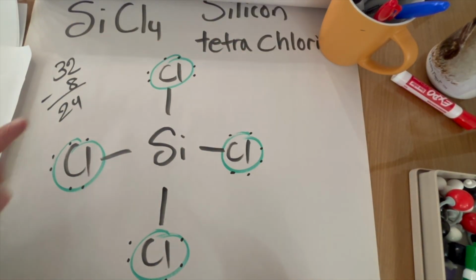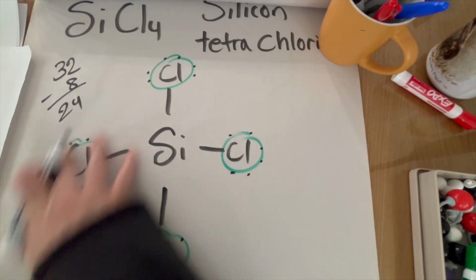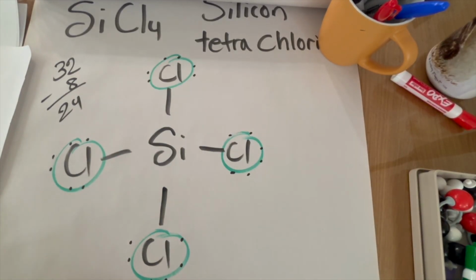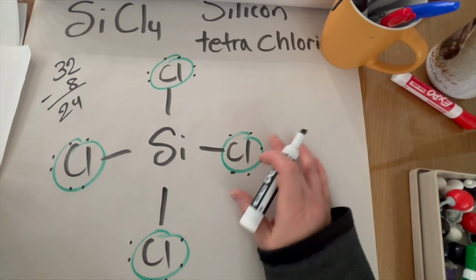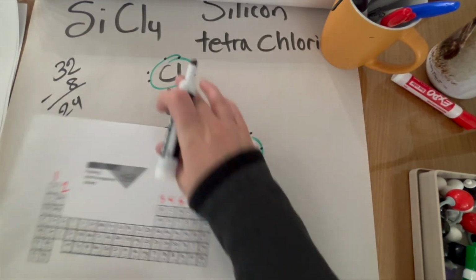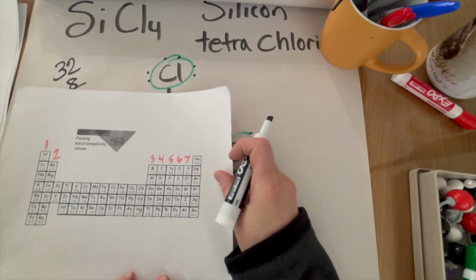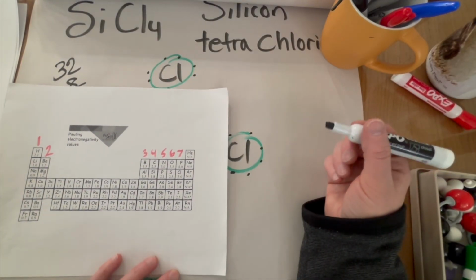And we've used up our 24 remaining electrons. So there's our happy silicon tetrachloride. Silicon tetrachloride. Now we need to look at the polarity, or rather the electronegativity differences, between the different atoms so that we can figure out what type of bond we're dealing with.